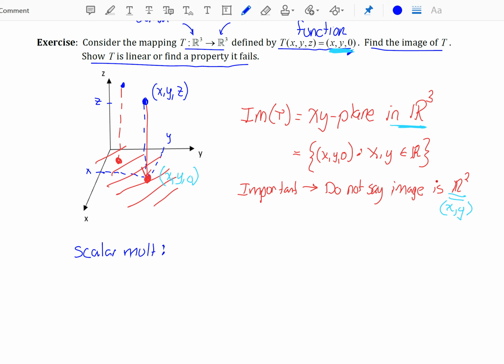So here we want to show that T of a scaled version of a vector in our domain is equal to a scaled version of T times a vector in our domain. I'm going to start with the left-hand side. Let's pick what a vector u might look like in our domain. A vector u would have to consist of 3 components, an ordered triple. So x, y, z.